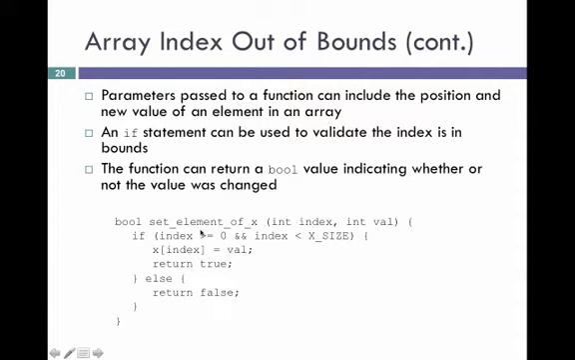So if we have a function SetElementOfX where we take in an index integer and an integer value, then this code checks to see if the index is within a valid range of our array locations. So it checks if it's greater than or equal to 0 and less than x_size. If it is, then we'll update our array with the value and we will return true. Otherwise, we return false. This avoids that out of bounds error.